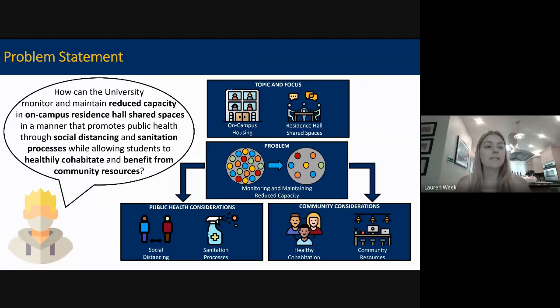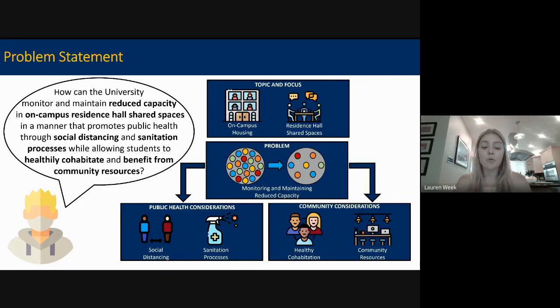So as Jade mentioned, to define our problem statement, we are focusing on-campus residence halls and the shared spaces within those residence halls, including study spaces and lounges, etc. In terms of these shared spaces, the problem we're trying to solve is how do we monitor and maintain reduced capacity within them? And when considering this problem, we have two different sets of considerations, one being public health related and one being community oriented.